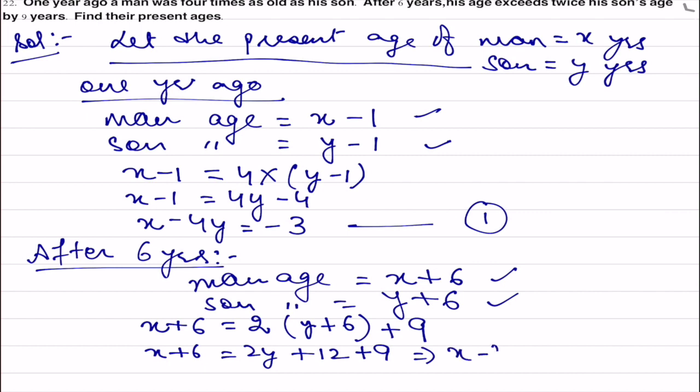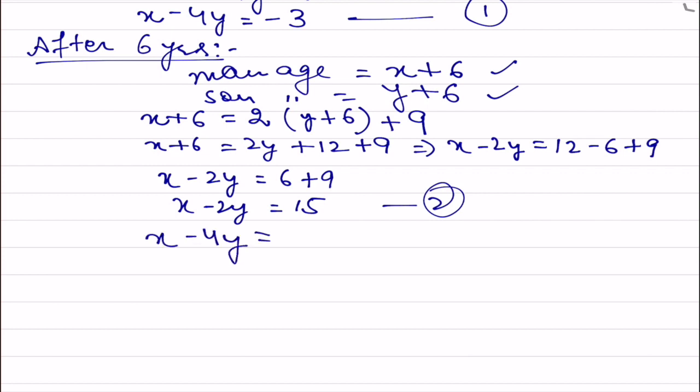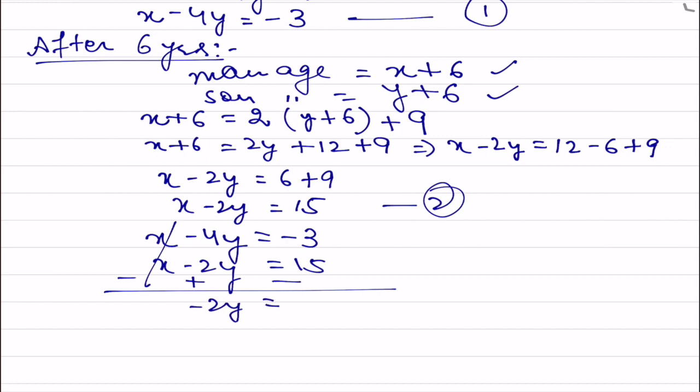Okay, we will solve this. It becomes x minus 2y is equal to 12 minus 6 plus 9. So it becomes x minus 2y is equal to 6 plus 9, so x minus 2y is equal to 15. This is our second equation. Now solve both the equations with any method. I am using elimination. It's minus 2y is equal to minus 18. So y is equal to minus 18 upon minus 2, that is 9 years.